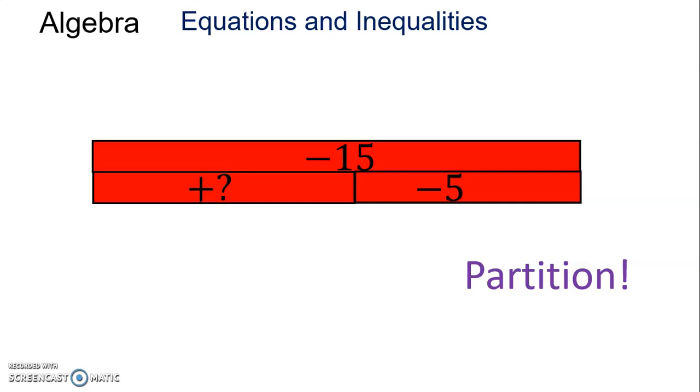Okay, so the missing number needs to be negative 10 because negative 10 and negative 5 will give me a total of negative 15.